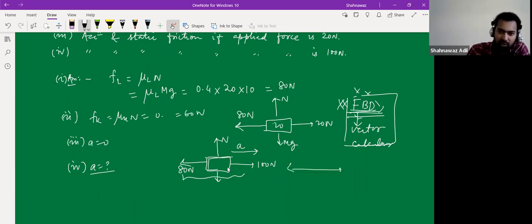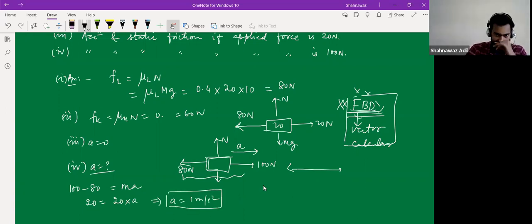Okay, so net force, ma, will be equal to what? 100 minus 80, right? So this is 20, and mass is 20, so a is what? 1 meter per second square, right? Any doubt? This was a very simple question.